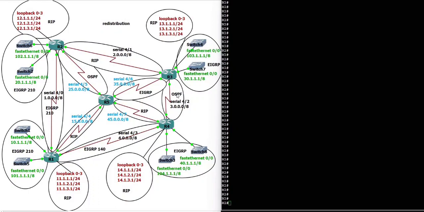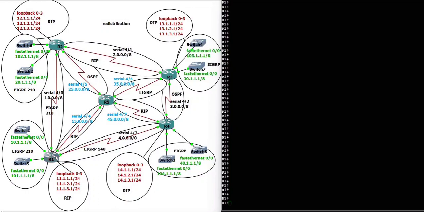In this video we are going to see how to configure redistribution. You can see the topology where we have 5 routers, and first we configure the interfaces and then we configure the routing protocols according to our topology, and after that we are going to configure redistribution. So we are going to start from router 1.